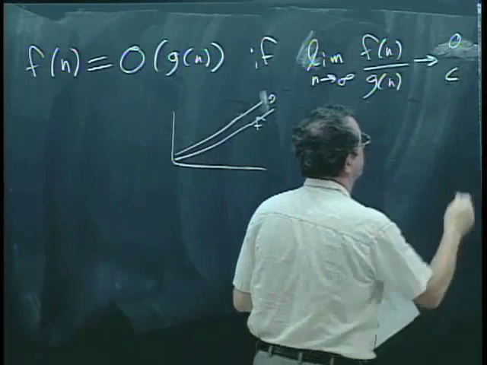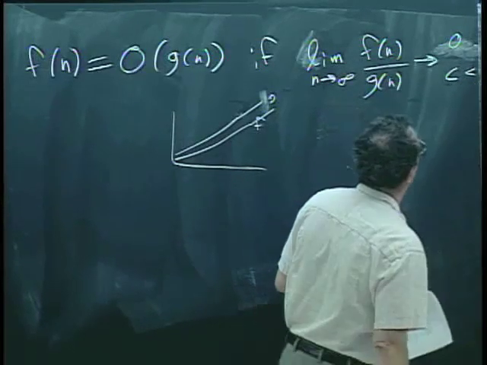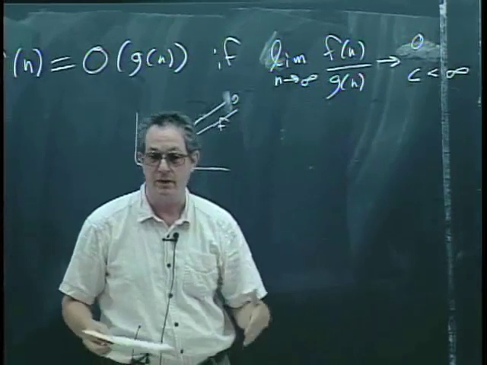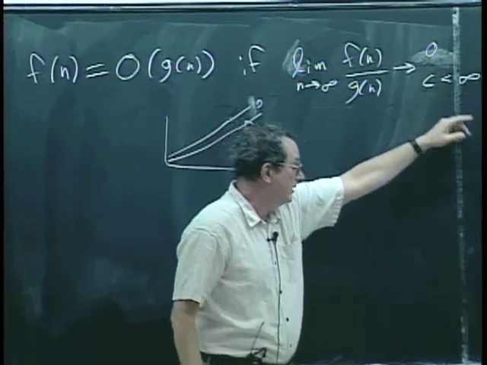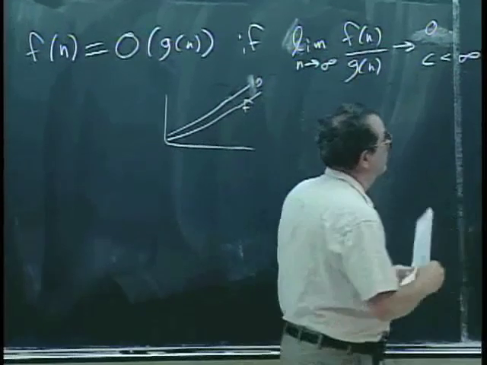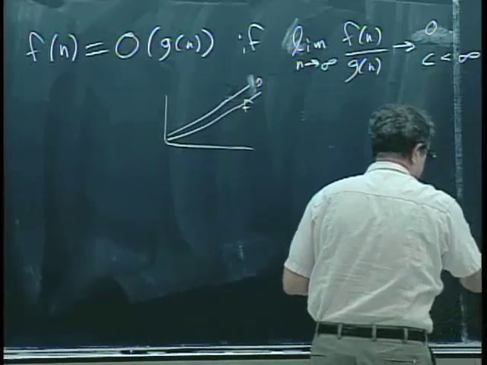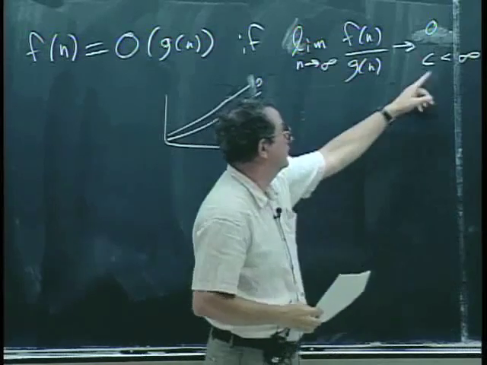And just for emphasis, we'll write this constant as less than infinity. Well, I don't know whether you think of infinity as a constant or not, but just in case you do, we'll say the constant is less than infinity. And by the way, for the video, this is the end of the board here, not this mark. So I didn't drift over.